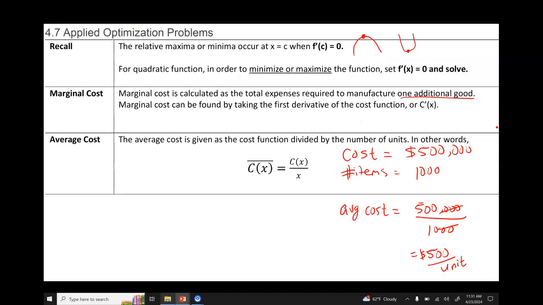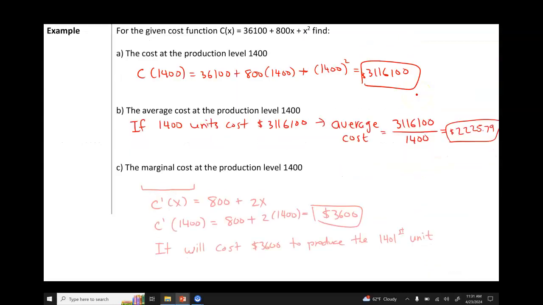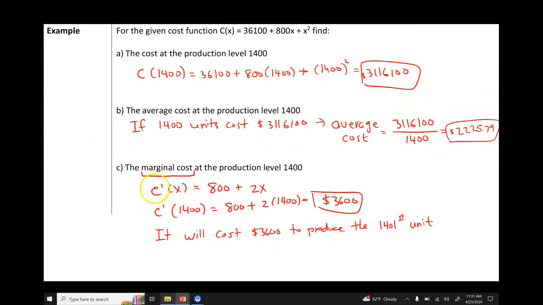All right, now the marginal cost at the production level of 1,400. So notice here, the marginal cost is given by C prime of X. So for the marginal cost, we first have to find the first derivative. 36,100 is a constant, so that's going to just be 0. For 800x, it'll be 800, and for x squared, it'll be 2x. That'll be the formula for the marginal cost. And we want to find the marginal cost at 1,400, so we plug that in, and it's $3,600.